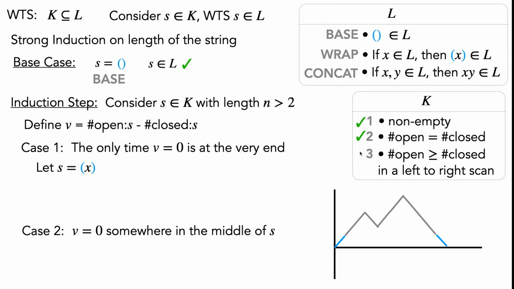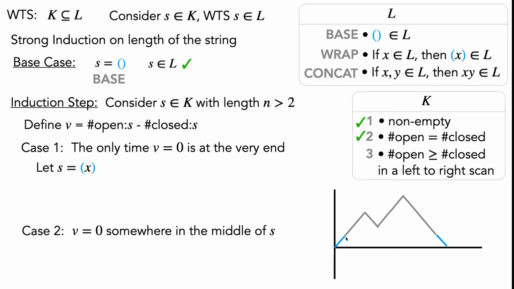And for the last property, we need to show that as you're doing a left to right scan in X, the number of open is always greater than or equal to the number of closed. Well, we know that this scan property holds for S, and since as you're scanning from left to right, you start off with one extra boost of an open paren, that means as you're going through the scan, the number of open is always going to be greater than or equal to the number of closed.